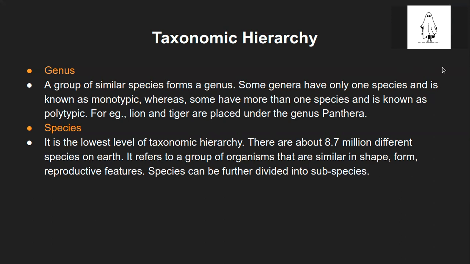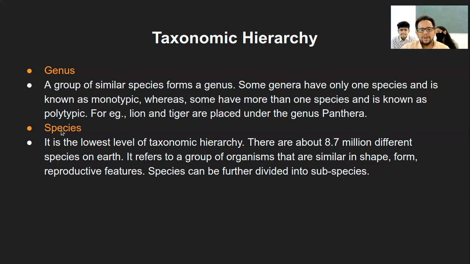So could you give an example of monotypic genus? That's what I said. We will talk about it when we look at the actual classification of the organisms. Yes, sir. We will have many examples of each category, right? So there we will talk about this again and again.